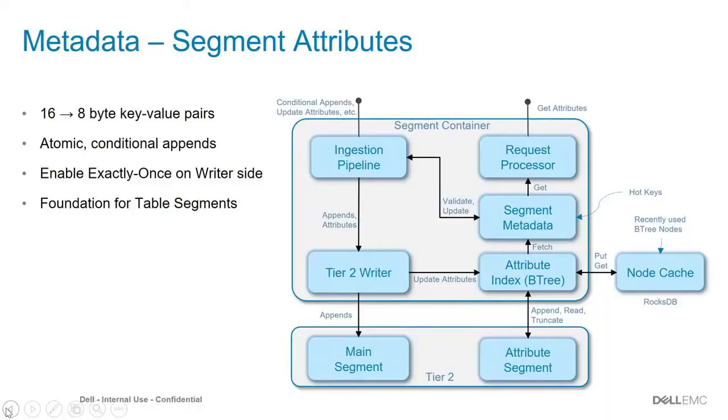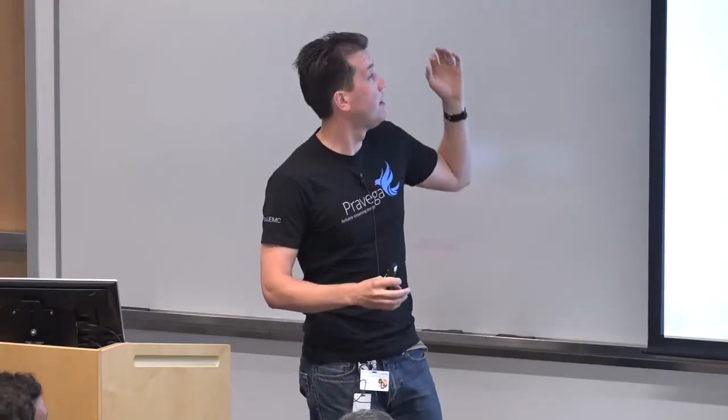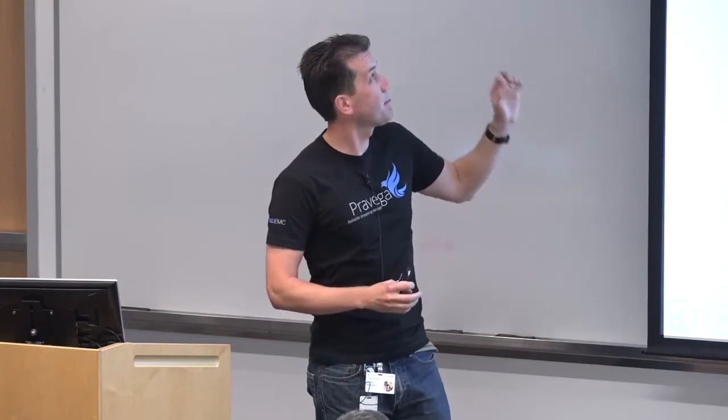Okay, the most basic thing in our metadata is something we call attributes. Each segment has an unbounded set of 16-byte to 8-byte key-value pairs. Why those numbers? That's a very complicated thing, so let's just leave it at 16 to 8.